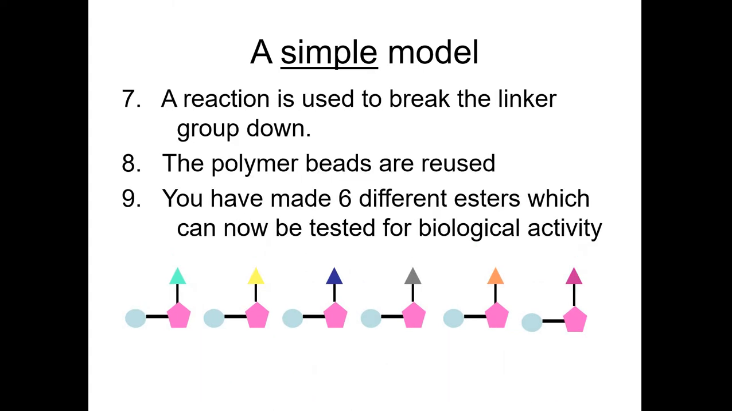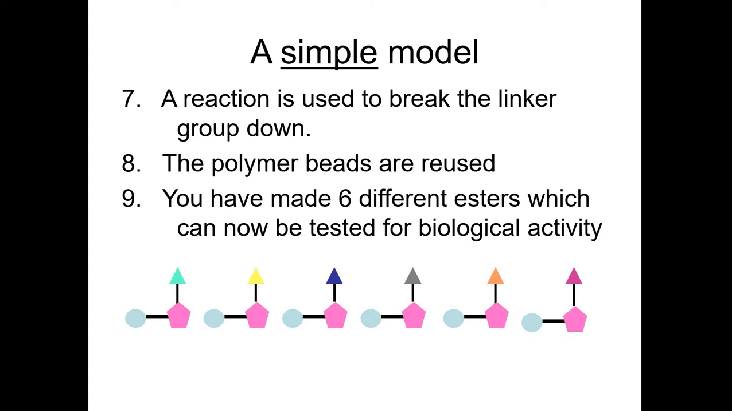Understood? A reaction is used to break the linker group down. Because the groups are linked with the compounds, the polymer beads are reused. So these polymer beads can be reused again. We can pass a different reagent over them. Now we can use these beads for another reaction. Again we carry out that, using a different reagent, and then we pass it over.